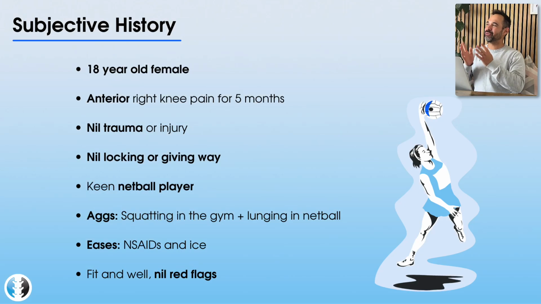Let's dive into the subjective history as the start of our case study. So we have an 18-year-old female who's presenting with right anterior knee pain. Now, she denies any trauma, injury, or mechanism that started her knee pain, but she has been finding this gradual onset of symptoms that's been going on for the last 5 months.